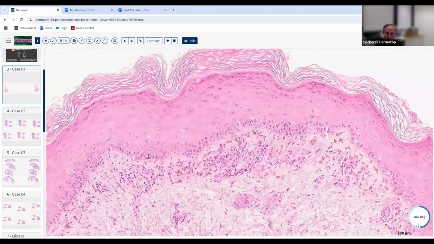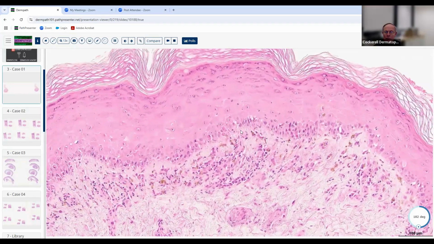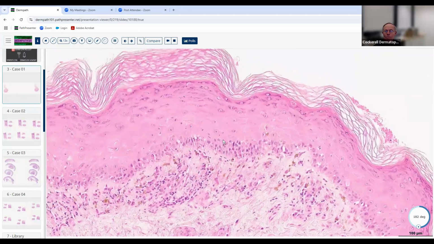But this is good for it. So you're right about that. And you said erythema multiforme. What's good about that and what's not good about that?